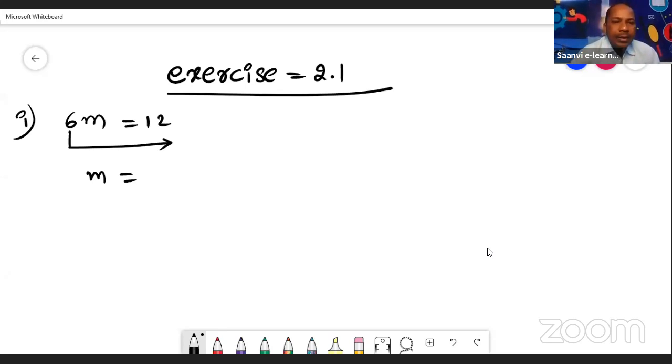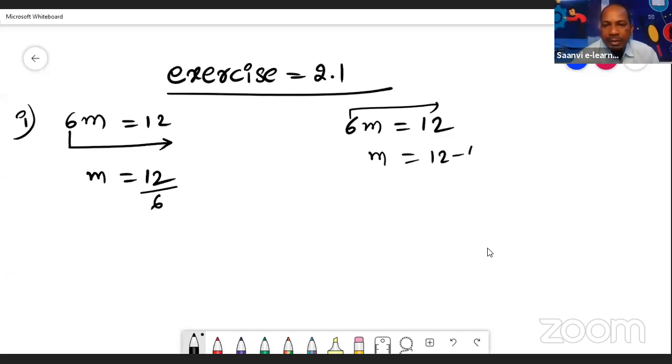Okay, children. Now see here. Just now we have discussed: when this 6 is sent this side, first of all, this side number should be written as it is, and see the relation between these two. 6m means 6 into m. It means here 6 is multiplying. When we send it this side, it will divide. Okay. 12 by 6. Don't think like this: 6m is given, so we are sending this 6, it is plus 6, and when this plus 6 is sent this side, it becomes minus 6. This is wrong.